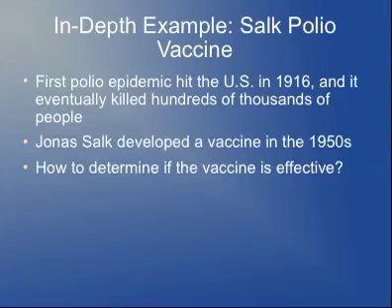Polio first hit the U.S. in 1916. It killed hundreds of thousands of people at its peak. In the 1950s, finally Jonas Salk developed a vaccine, and it raised the obvious question: does this vaccine actually do anything? They wanted to conduct an experiment to see if we could save lives by doing this vaccine. So what's the best way to perform this particular experiment?